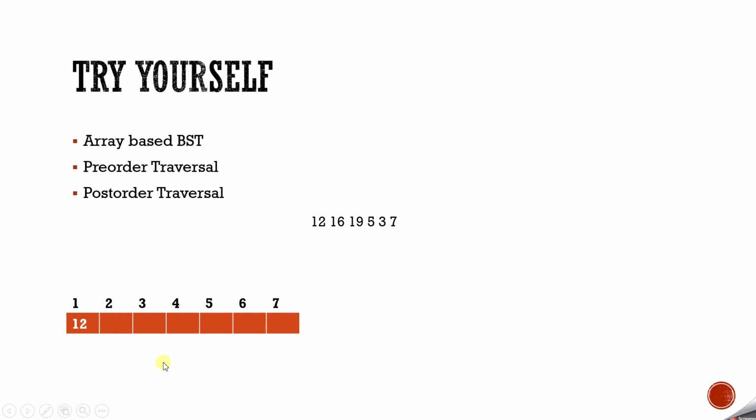So let's see how we're going to store 16. 16 is greater than the first node, 12, so we'll go to the right, since it's greater. It should be in the right subtree, the right node of 12. As per that formula, the right child is 2i plus 1, that is 2 times 1 plus 1, which is 3. So 3 is the position. Since position 3 is blank, my right subtree of 12 is empty, so I can store it over here.